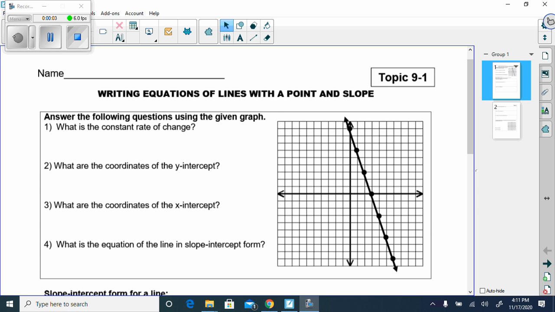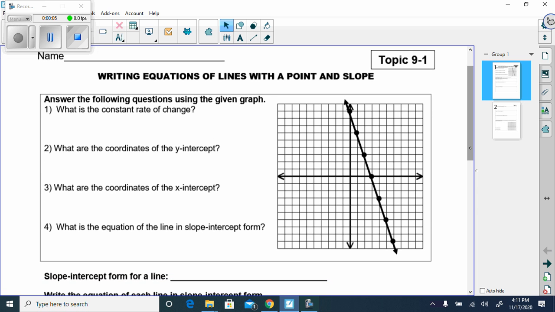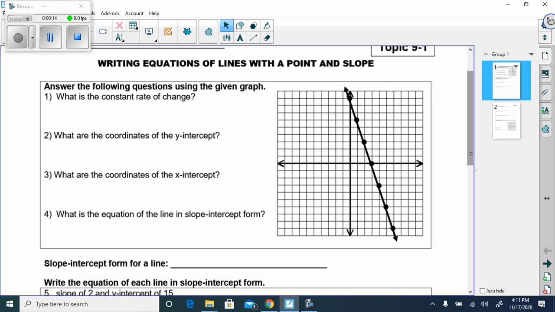So in today's notes, we are going to be writing the equations of lines when given a point and the slope for the line. But before we do that, they have a few warm-up questions for us here that they want us to answer using the graph provided over here to the right. So the first question is, what is the constant rate of change? Rate of change means the same thing as slope. So when it asks for the rate of change, it wants to know what the slope is.